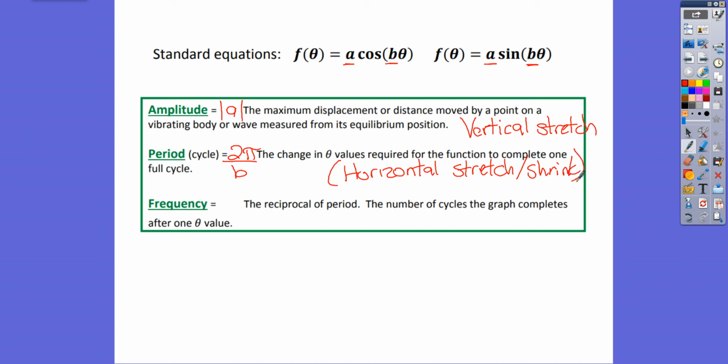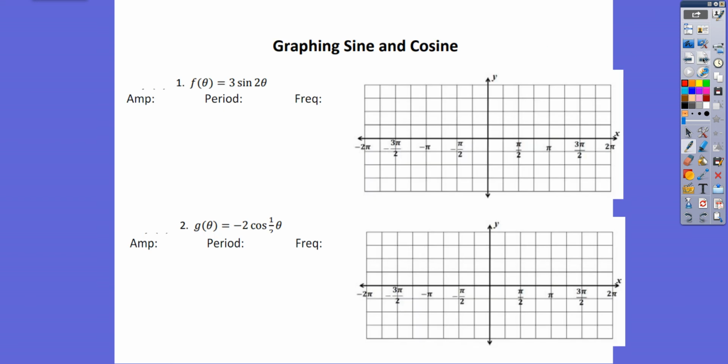Alright. And last we have the frequency. That's going to be b over 2 pi, or basically the inverse of your period. For all of our graphs here, the amplitude and the period are what's going to be changing for today, and that's all we're going to worry about. So a couple example problems here.